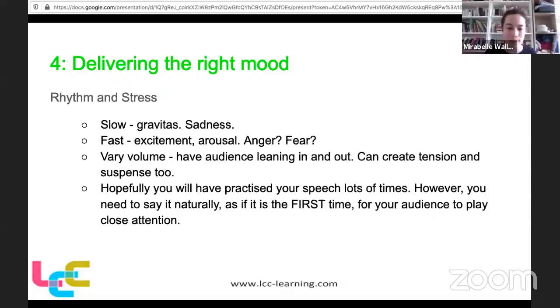Hopefully you'll have practiced your speech lots of times. However, you want to try and say it naturally, as if it's for the first time, for your audience to try to pay close attention, which is harder than it sounds. But ironically, the more you practice, the easier it is to sound natural.